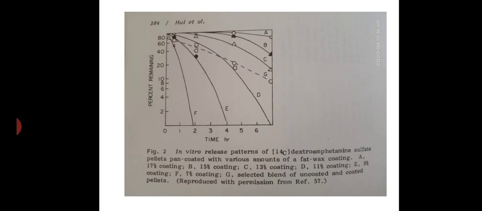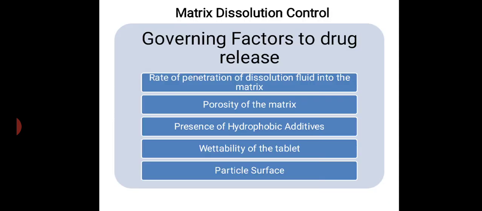So this is how the coating thickness, or the thickness of the micro encapsulation, can affect the drug release pattern. Based upon the desired release pattern, we have to program our delivery system by providing various thicknesses for the rate controlling membrane. If you want a fast release, we can reduce the thickness of the membrane. If you want a very slow release, we can increase the thickness of the membrane. Next one is the matrix dissolution control.